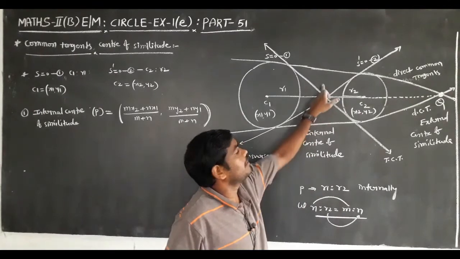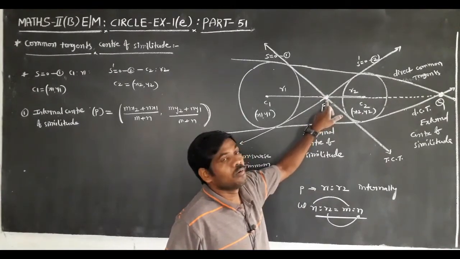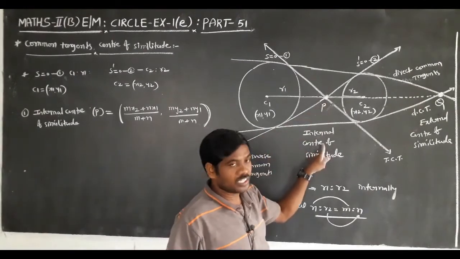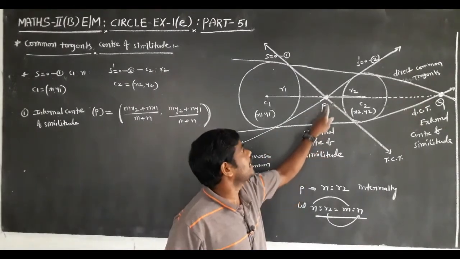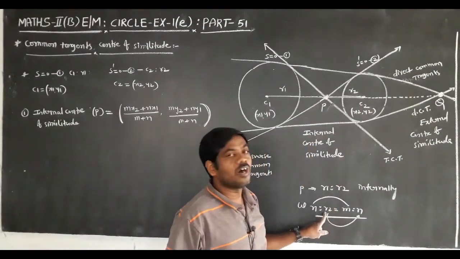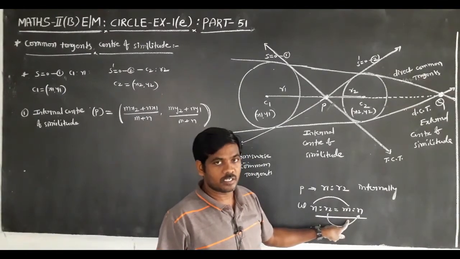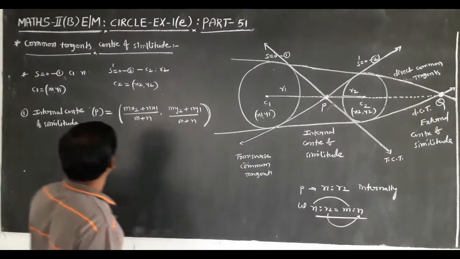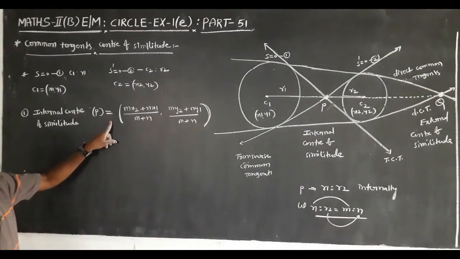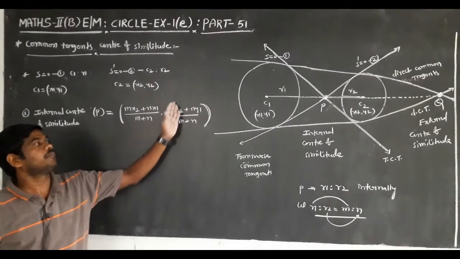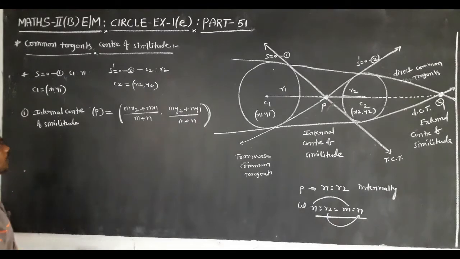The point of intersection of one pair of transverse common tangents is called the internal center of similitude. Here P divides the line segment C1 C2 in the ratio R1 is to R2 internally. Let R1 is to R2 is equal to M is to N. The internal center of similitude P is equal to mx2 plus nx1 by m plus n, comma my2 plus ny1 by m plus n.